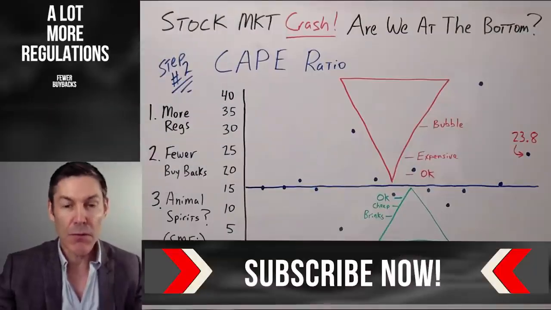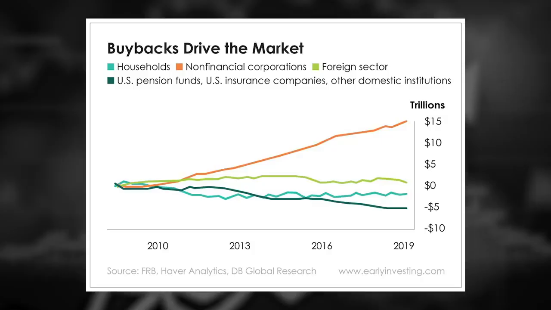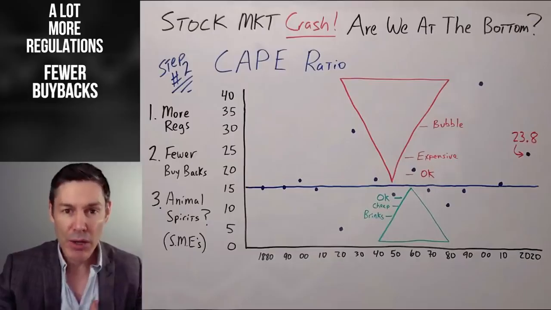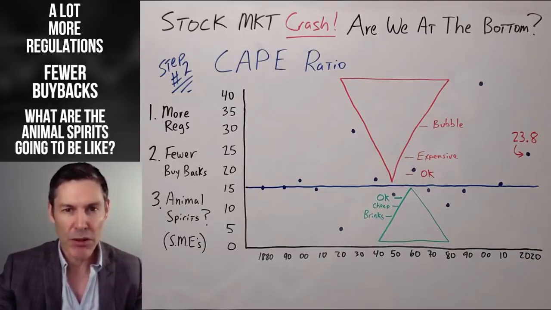There's going to be much fewer buybacks, which remember was the main driver of the stock market getting to all-time highs since 2010. And the question I would have is, what are the animal spirits going to be like once we get through this recession, especially if it's caused by a pandemic?